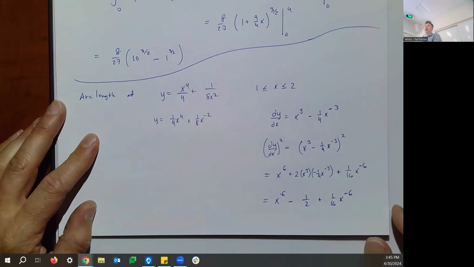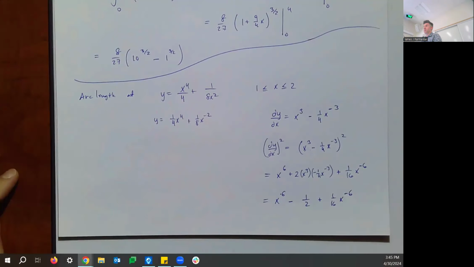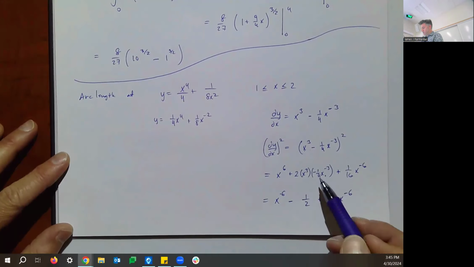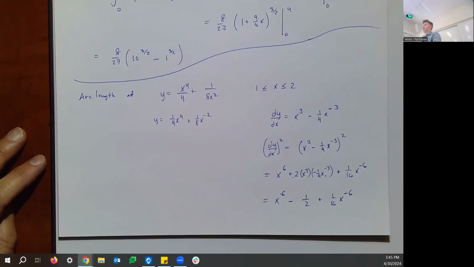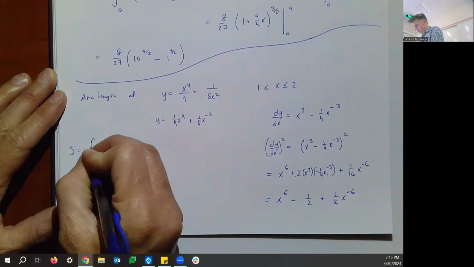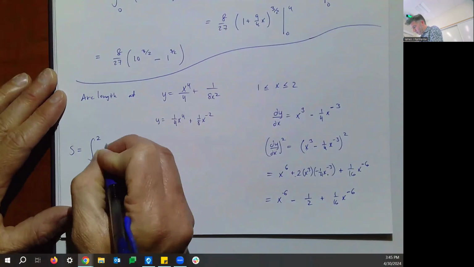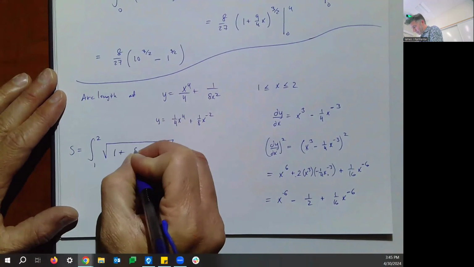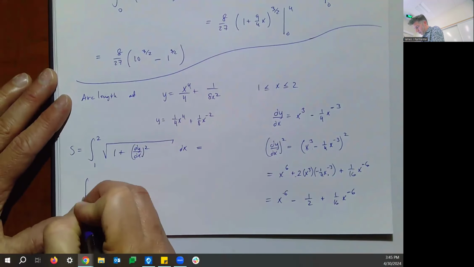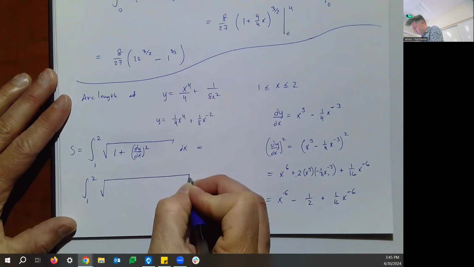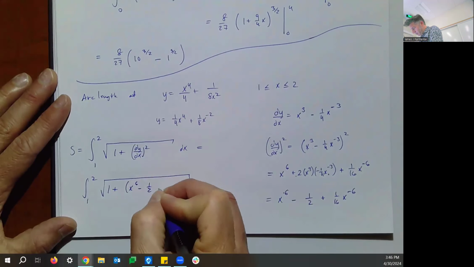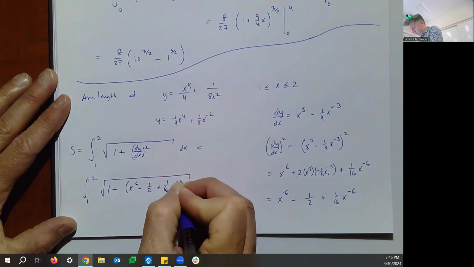And that is definitely by design. But let's check it out to make sure. x to the 3rd times x to the negative 3rd is x to the 0th, and 2 times negative 1/4 is negative 1/2. Okay, here's why this is important. When we actually find the arc length, it's going to be the integral from 1 to 2 of the square root of 1 plus our dy/dx squared dx. That's going to be the integral from 1 to 2 of the square root of 1 plus x to the 6th minus 1/2 plus 1/16 x to the negative 6th.